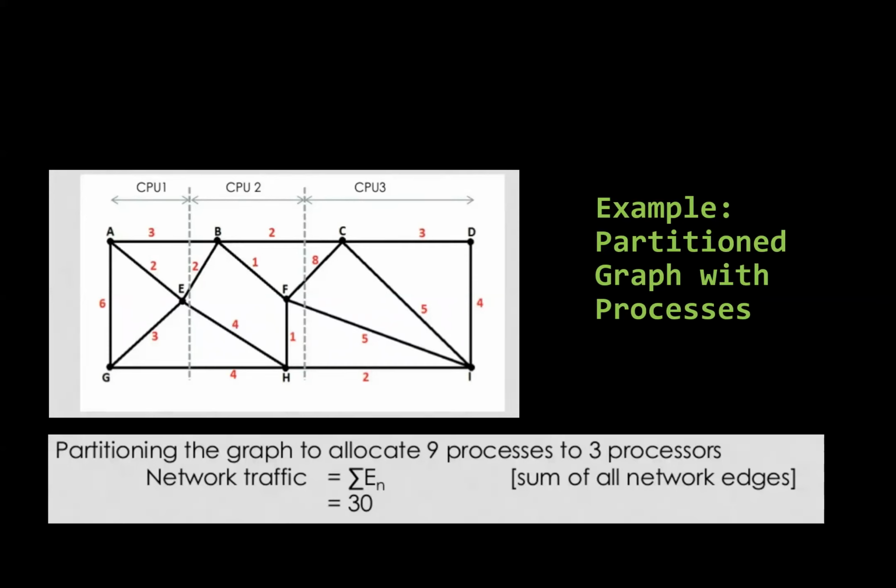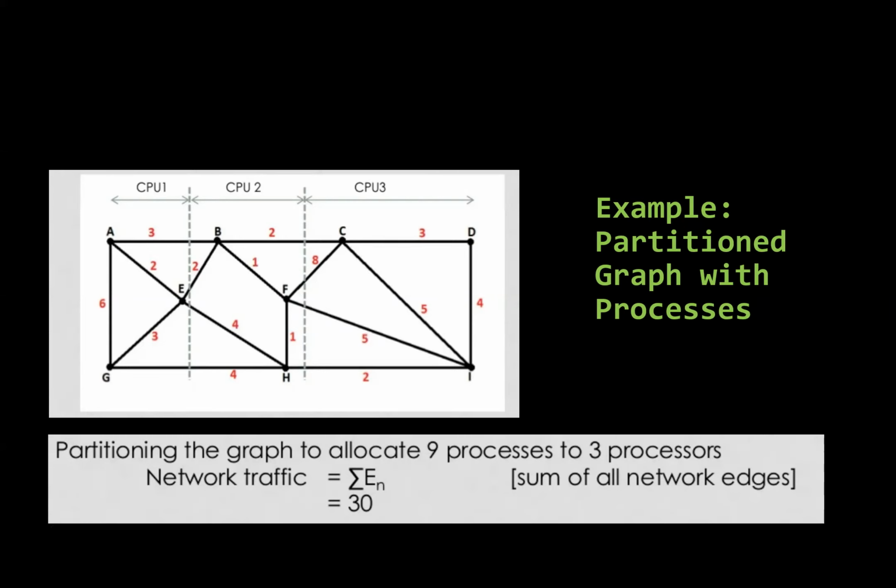In example 1, we have the partitioned graph with processes A, E, and G on one processor, processes B, F, and H on a second processor, and processes C, D, and I on the third.